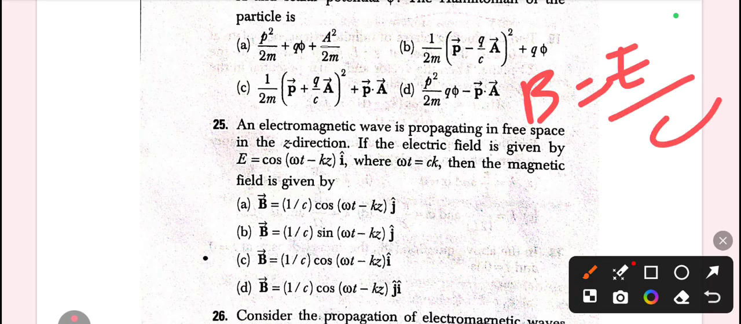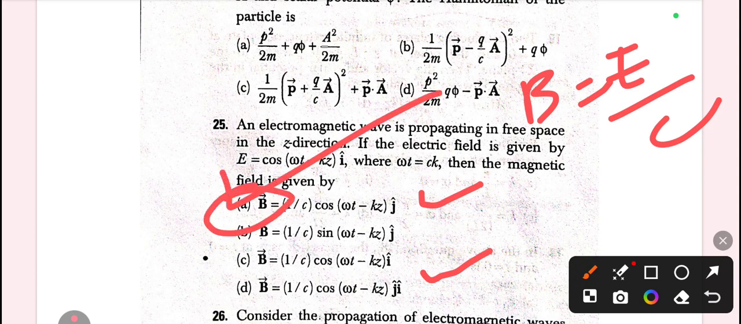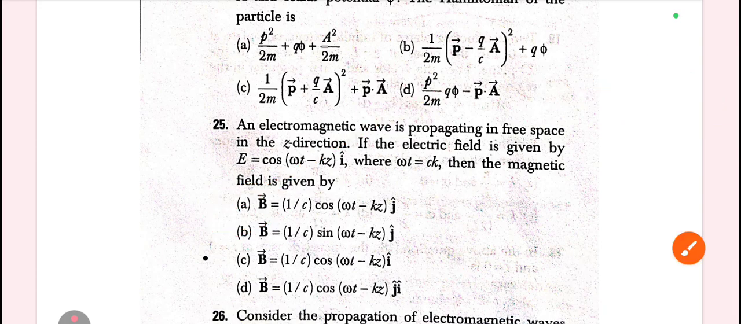Here E over c, all are containing E over c, but E cos(omega t minus kz). The option should be A or D, but E is in the i direction, then B should be in the j direction. This is the correct direction, and the direction of propagation is in the k direction.